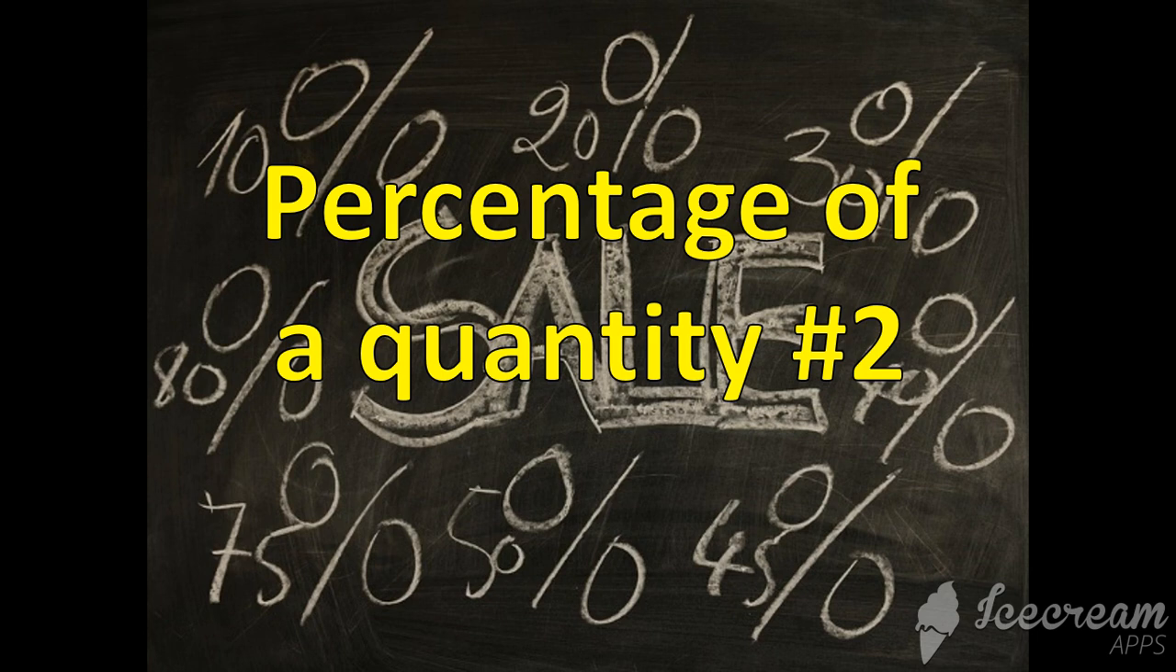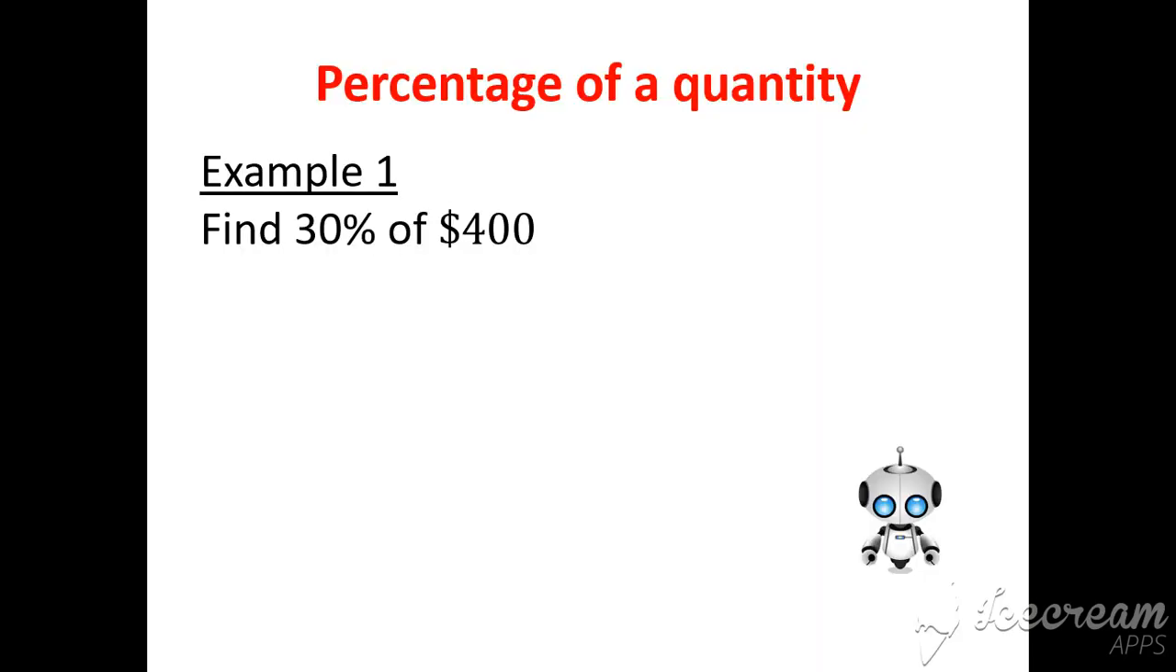Junior number video. In this video, we're going to chat about percentage of a quantity again, and we're going to show you a slightly different, maybe a slightly easier technique than the previous video. Right, straight into example 1, and you might remember this is exactly the same as an example we looked at in the last video. Find 30% of $400.